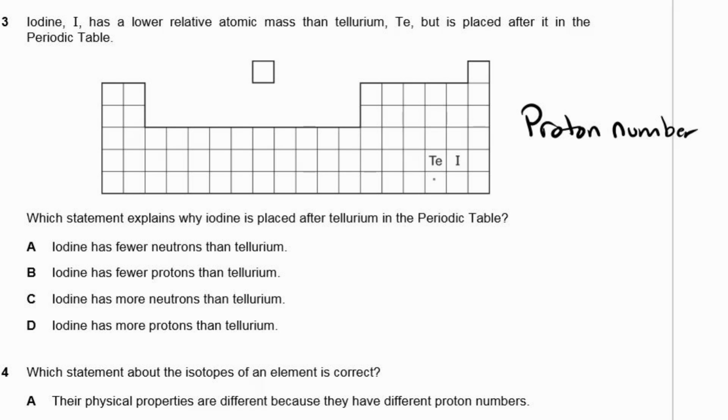The number of neutrons determines the mass, but it does not determine where it is on the periodic table. So the question is asking why iodine is placed after tellurium in the periodic table. So that means it has nothing to do with neutrons. So these two with neutrons, nothing to do with it. They just happen to be either more or less. It doesn't make a difference for where they are on the periodic table. Iodine has fewer protons than tellurium. Well, we know that's not true because iodine is after tellurium. Iodine has more protons than tellurium. It has one more proton than tellurium because it's the next atom over.